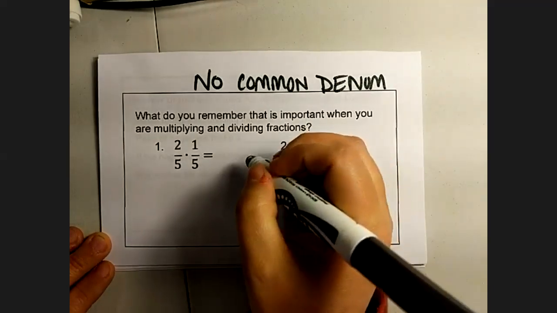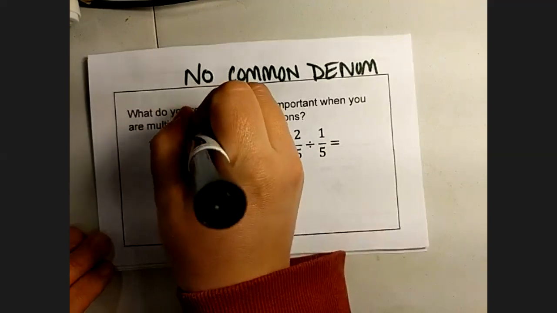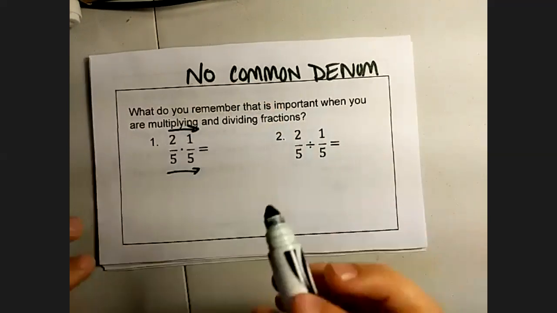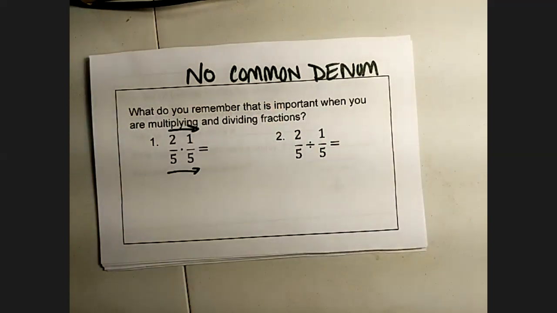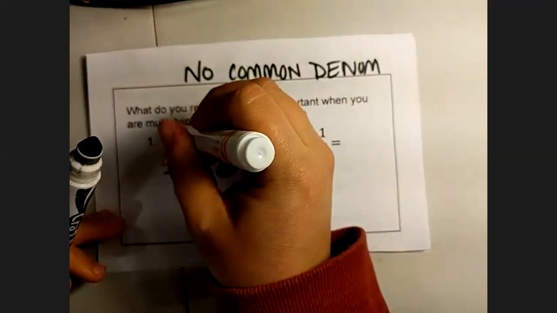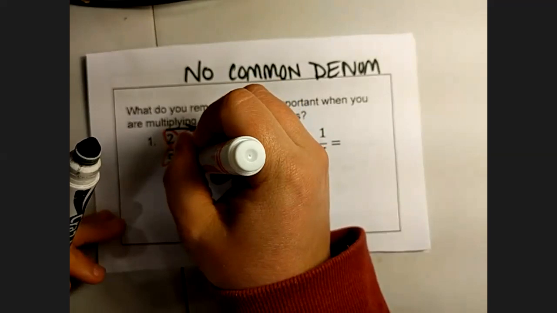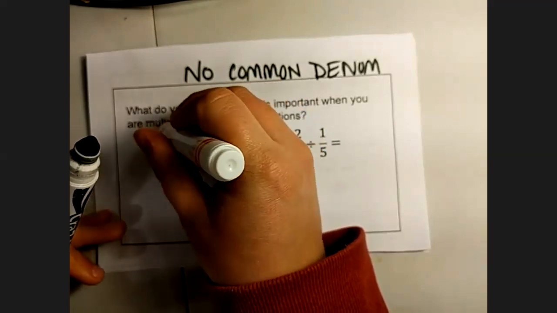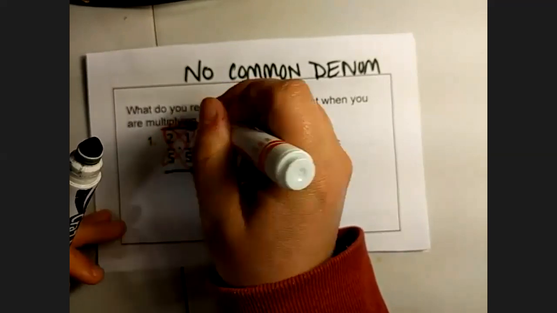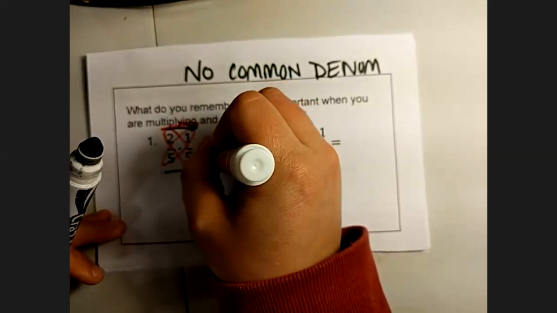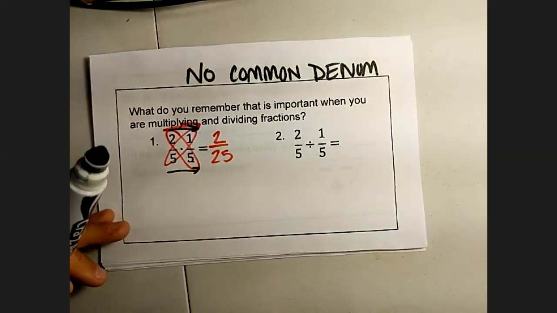So when we multiply fractions, basically what we're going to do is go straight across. Or before that, you can try to look and see if there's anything that you can cross cancel along the diagonals. There's not in this case, 2 and 5, there's nothing that cancels. So we're just going to go straight across. 1 and 5, nothing that cancels. So this is just going to give us an answer of 2/25.